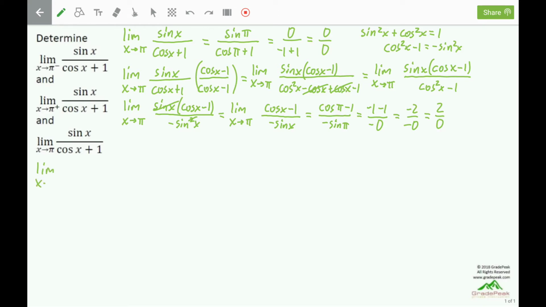So we have the left-sided limit indicated by the negative superscript on pi, of the original. And the right-sided limit indicated by the positive superscript on the pi, of the original. Let's start with the left-sided limit.